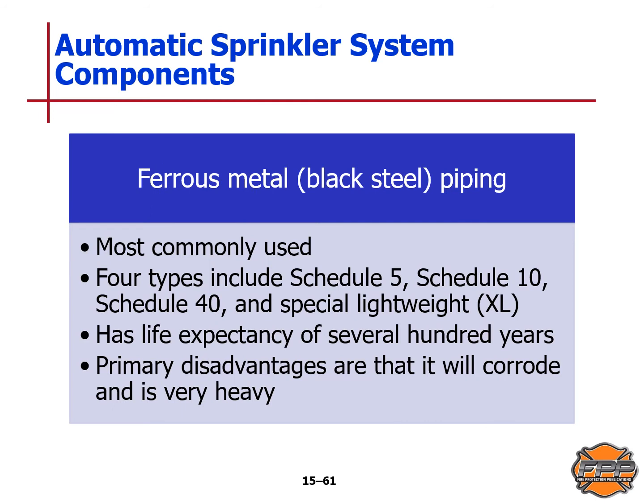Ferrous metal or black steel piping is most commonly used. The four types include Schedule 5, Schedule 10, Schedule 40, and Special Lightweight or XL. The primary disadvantage is that it will corrode and it's very heavy.